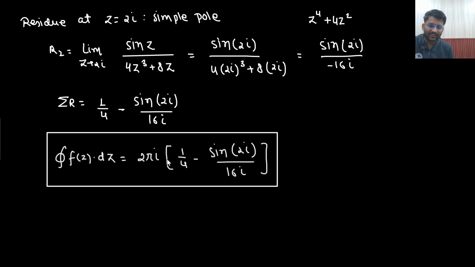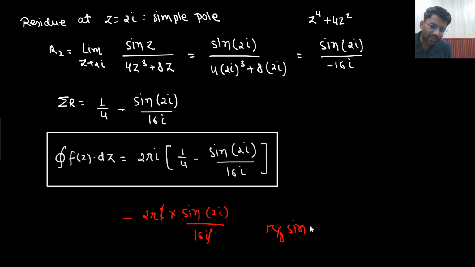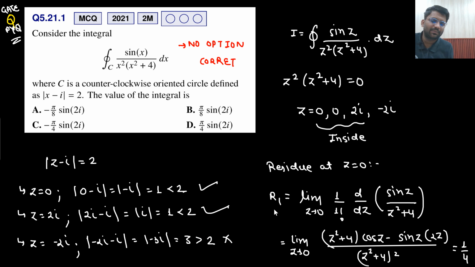That means this particular factor is coming. That means it might happen that they would have ignored this. Basically, they would have forgotten this. So 2 pi iota into sine 2 iota upon 16 iota, and there is a negative sign as well. So iota gets cancelled out. Pi by 8 sine 2 iota, minus sign. So minus pi by 8 sine 2 iota.